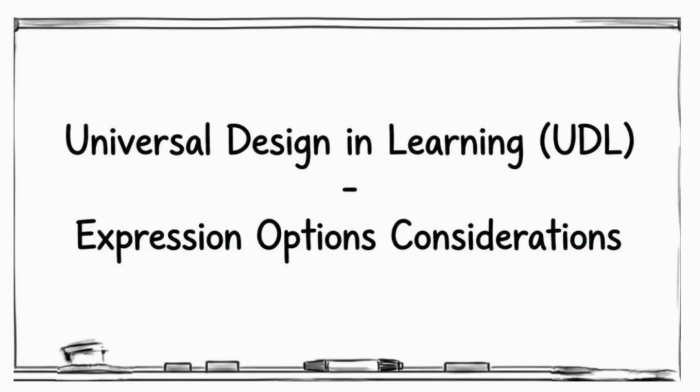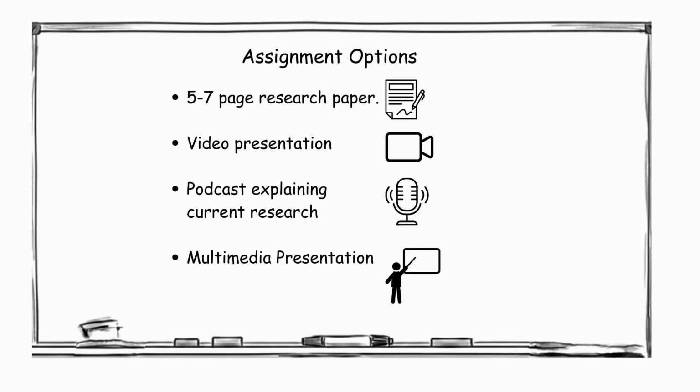That's where UDL, Universal Design for Learning, a framework for reducing learning barriers, and its expression options consideration comes in. If the assignment's goal is to demonstrate research ability and grasp of the concepts, learners could demonstrate that understanding in different ways. One student might write a traditional essay, another might create a video on the subject, another could record a podcast discussion or design a multimedia presentation. The learning goal stays the same. The way learners demonstrate their understanding becomes more flexible.